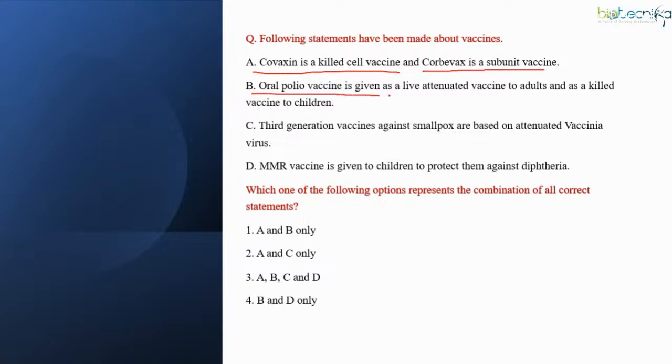Oral polio vaccine is given as a live attenuated vaccine to adults and as a killed vaccine to children. Third generation vaccines against smallpox were based on attenuated vaccinia virus. MMR vaccine is given to children to protect them from diphtheria. Now, here you have to identify the correct combination of statements.